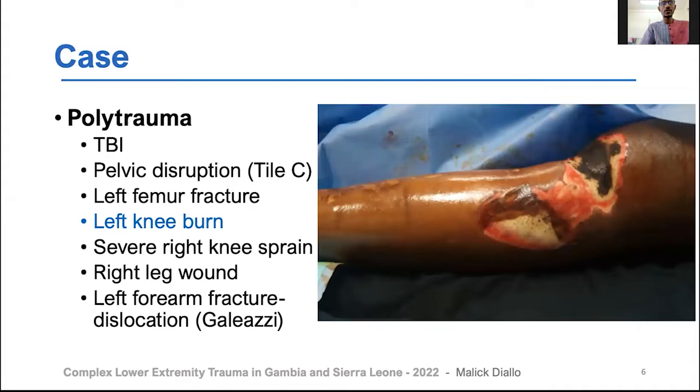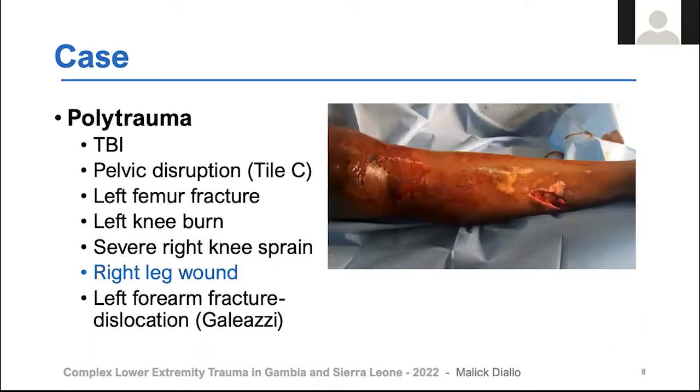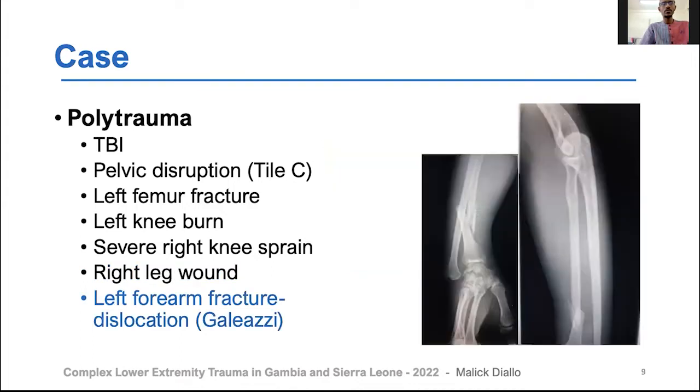Next slide. On the left knee, he has a large burn. His motorcycle fell on him, so he was burned by his motorcycle. Next slide. And on the right knee, he had a severe sprain. The knee was unstable on all planes. Next slide. Also, he sustained in his right leg a wound, but no fracture. He had also, next slide, a forearm fracture. I will focus on the lower extremity injuries.